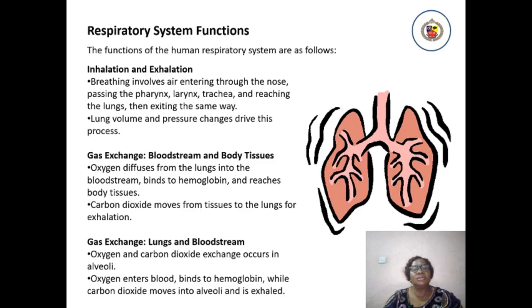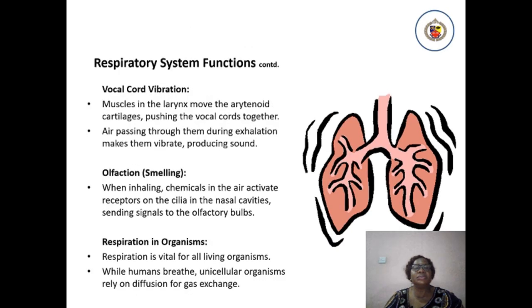Gas exchange, bloodstream and body tissues. Oxygen diffuses from the lungs into the bloodstream, binds to hemoglobin and reaches body tissues. Carbon dioxide moves from tissues to the lungs for exhalation. Gas exchange, lungs and bloodstream. Oxygen and carbon dioxide exchange occurs in the alveoli. Oxygen enters the blood and binds to hemoglobin, while carbon dioxide moves to the alveoli and is exhaled.